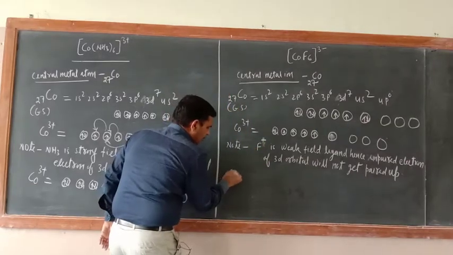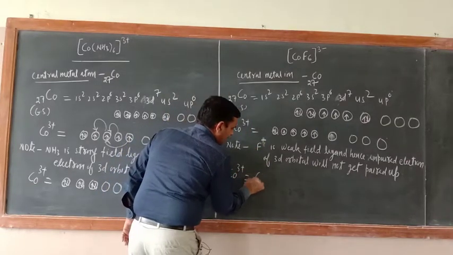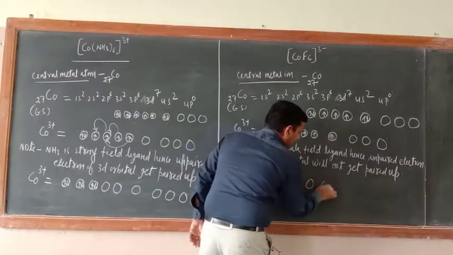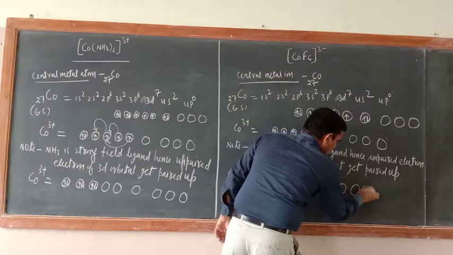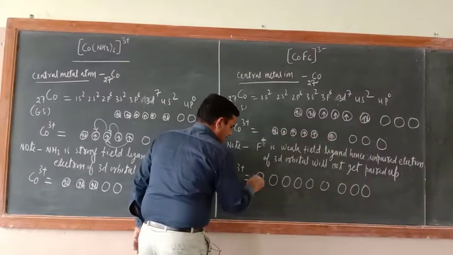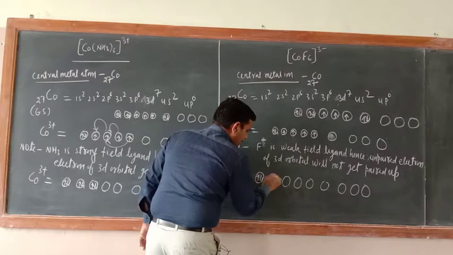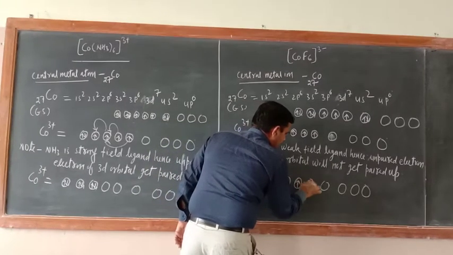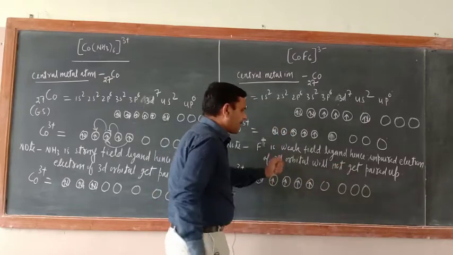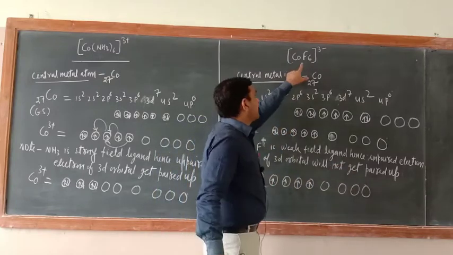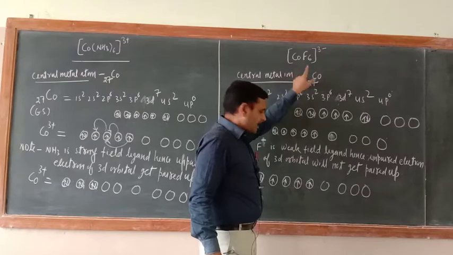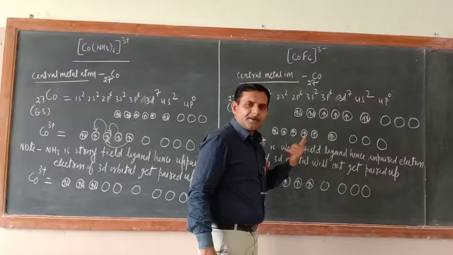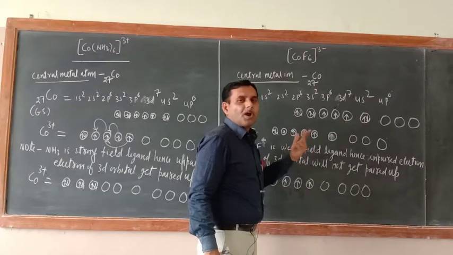Write down here cobalt 3 positive. Now 1, 2, 3, 4, 5. Yes, this and this. Now try to understand. This would be 2 as it is. Here 1, here 1, here 1, here 1. Now they are not pairing up. Then what would be there? How many vacant orbitals do you want? 6. Now here how many are there? 4 are there. Now where will 2 more orbitals come from?